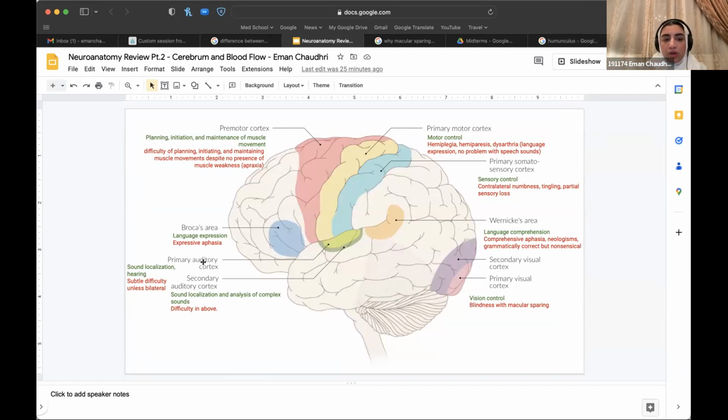And then in the auditory cortices, or the primary and secondary auditory cortex, this is responsible for sound localization and hearing. So especially if there's an infarct or ischemia, you're going to have difficulty in localization and analysis of complex sounds, especially if it's a secondary, primary, hearing in general, okay? If it's unilateral, it's going to be subtle difficulty in hearing. If it's bilateral, which in all honesty is more rare, you're going to have deafness, okay?